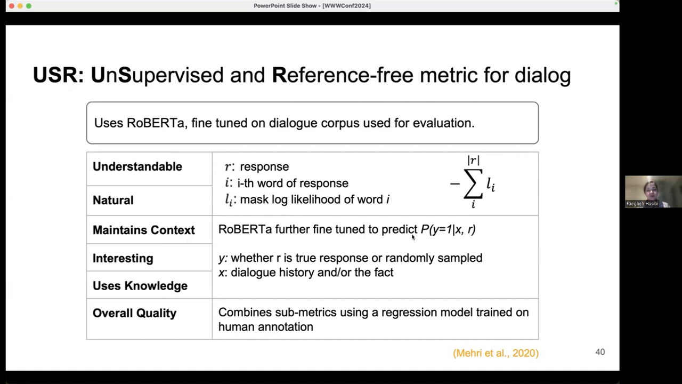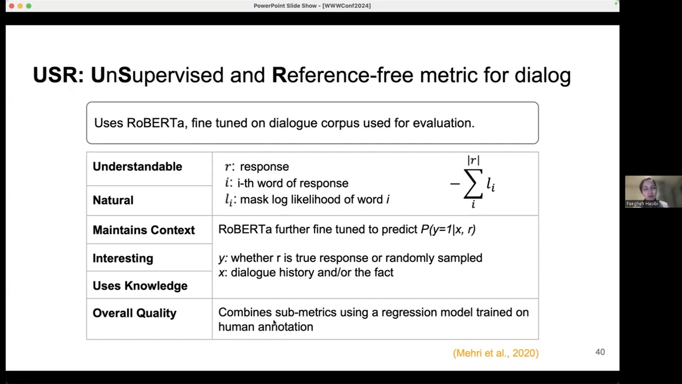So it is fine-tuned to predict the probability of relevance. Why is relevance given the input, which is the dialogue history and the fact, and the current turn, the current response? So after getting these numbers, which are all unsupervised, it combines these metrics using a regression model.